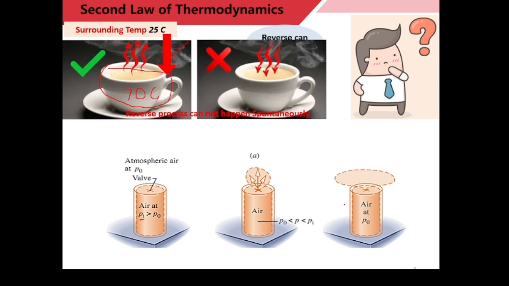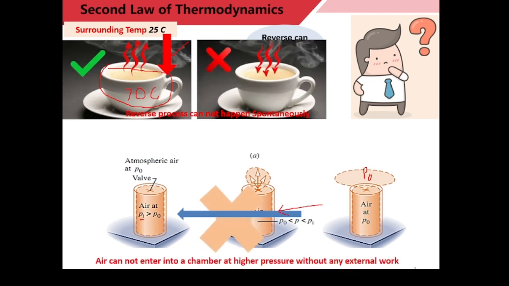And after some time the pressure inside the box will be the same as the outside pressure. The environmental pressure will be equal to the pressure inside the box. Let's think about this example also. Can this reverse process happen automatically? No. Air cannot enter into a chamber at high pressure without any external work.